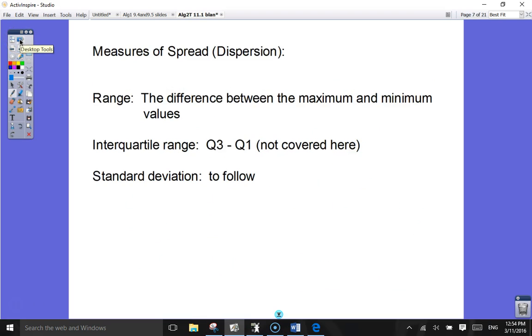Okay, now measures of spread, which is more what we're interested in now. You did the measures of central tendency in the past. Measures of spread. The first one that we look at is range. You've done that one before, right? The range is the difference between the maximum value and the minimum value in your list of data.